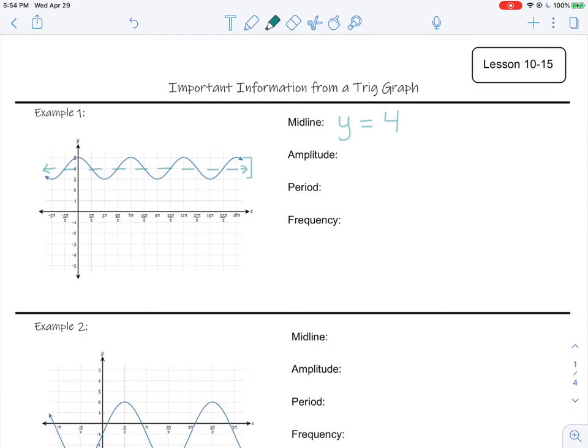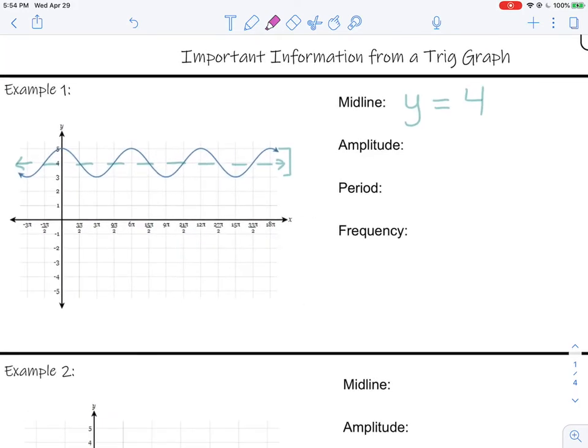Now, the amplitude has to do with how high and how low your graph goes. So if you look at this graph, you want to see from that midline how much it takes to go up to the top or down to the bottom. So this tells me that my amplitude is 1 because I'm going up from 4 to 5. So my amplitude is 1.